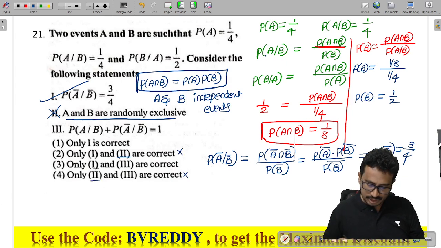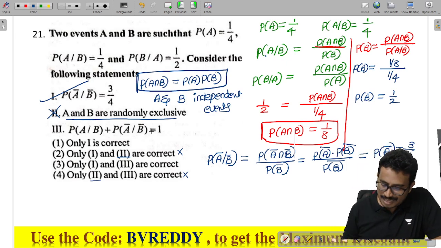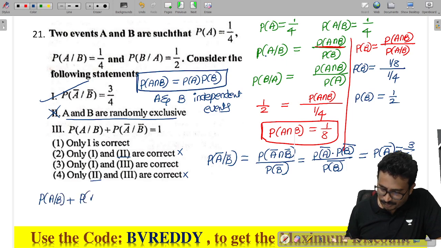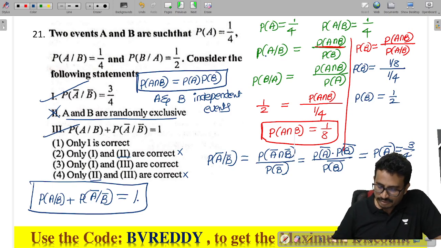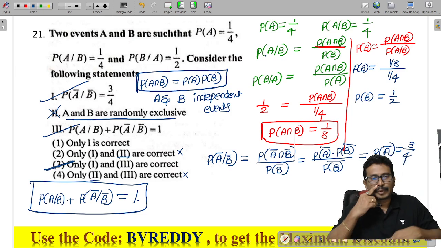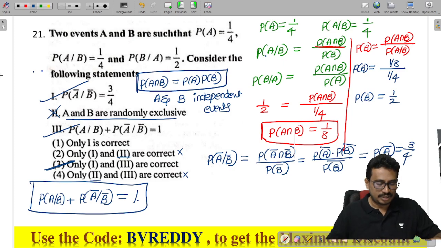Now we need to check whether the third one is correct or not. The third one is a standard result: P of A given B plus P of A bar given B bar is always equal to 1. This is one of the standard results. So this is correct. So 1 and 3 are correct, so the third option.